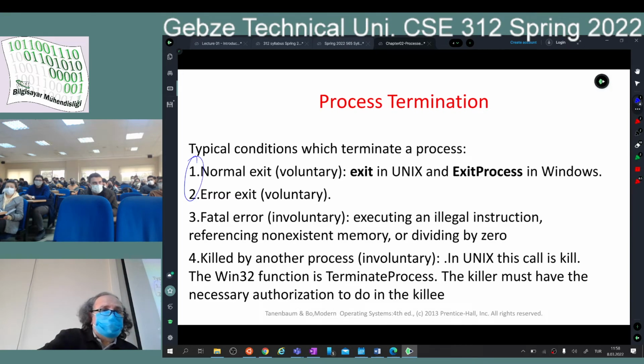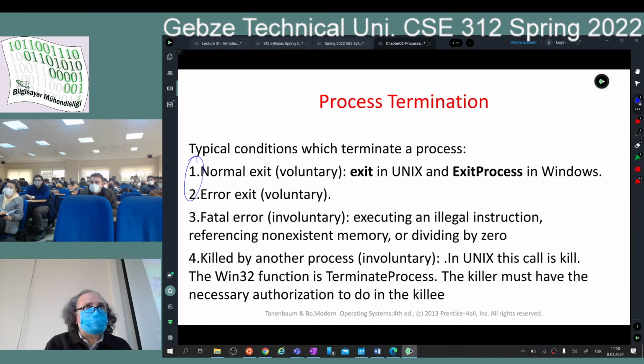Okay, another involuntary exit is the kill. I am killing another process. If I have the privilege of it, if I am the root user, the super user of this computer, I can kill whatever I want. And the operating system knows it.